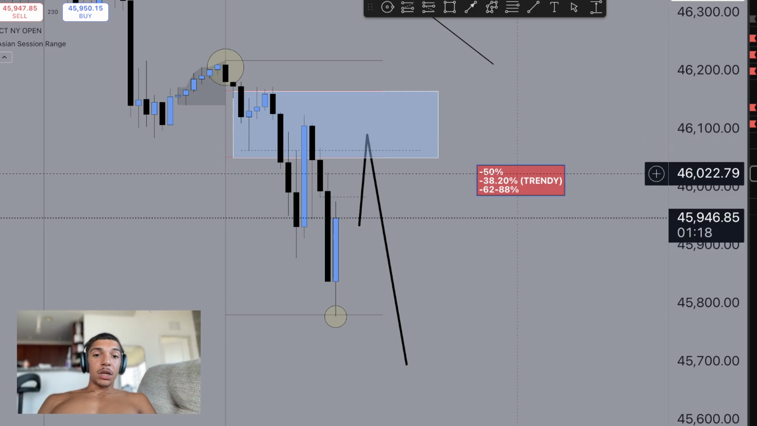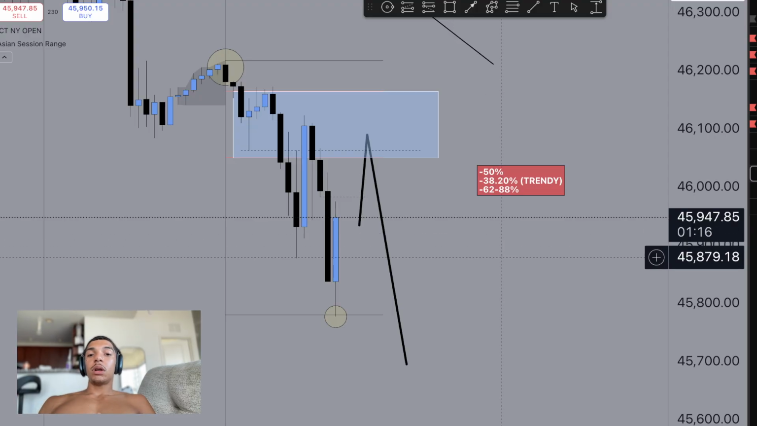You have the 50%, which is the rule of thumb. If you want to sell above the 50%, most times you're going to be able to get a better entry. You're going to take losses, but that's part of the game.